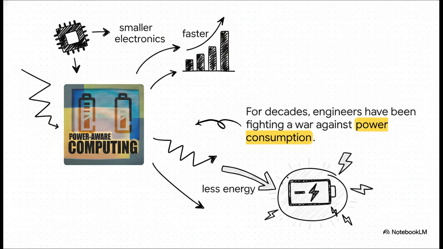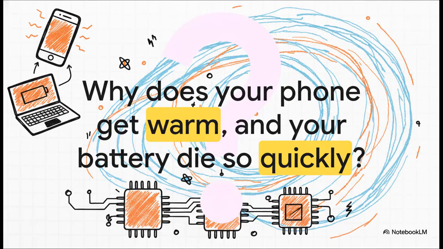So, for as long as we've had silicon chips, the main goal has always seemed to be make them faster, make them smaller. But right alongside that, there's been this other, equally important war being waged against power consumption. This is the world of what engineers call power-aware computing, and it's just this constant struggle to do more with way less energy. And believe me, this isn't just some abstract engineering problem. You feel the consequences of this war every single day.